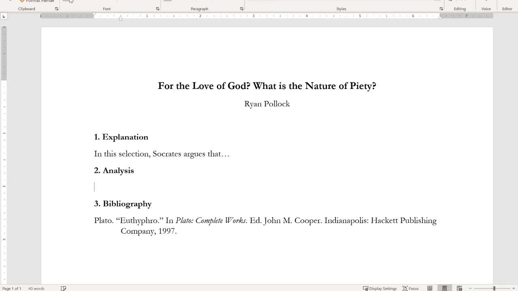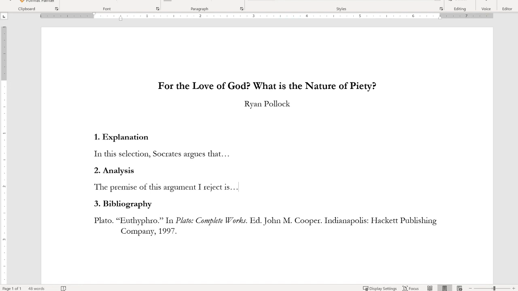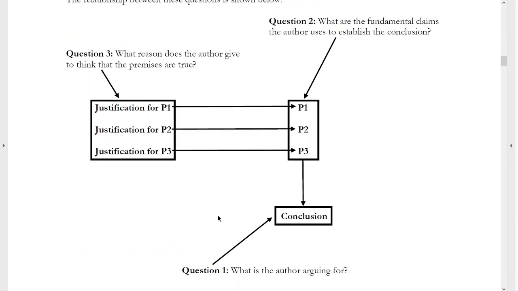once again, the premise of this argument I reject is fill in the blank. Or you could say, I disagree with the following premise. The point is, if you have some sentence in your analysis section that is identifying which premise of the argument you reject, then I know you're on the right track. Because there's a reason we outline philosophical arguments and understand them in this structure. It's because once we have a clear outline of the reasons that lead to the final conclusion, then we can say, okay, you know what? Premise 1 seems pretty iffy.